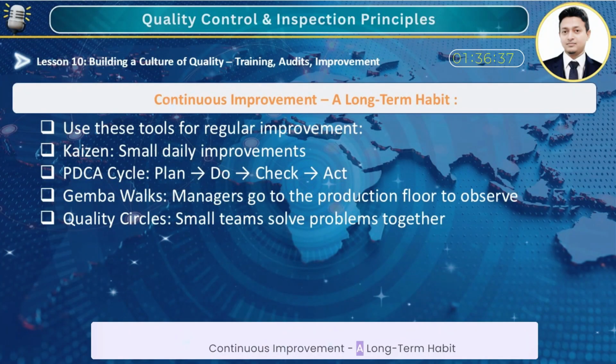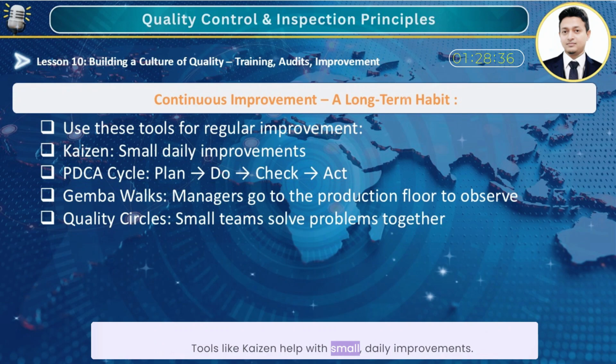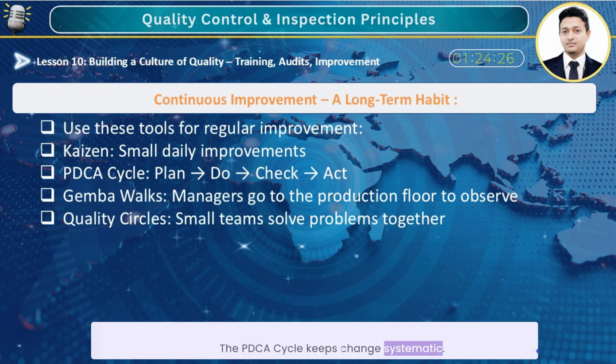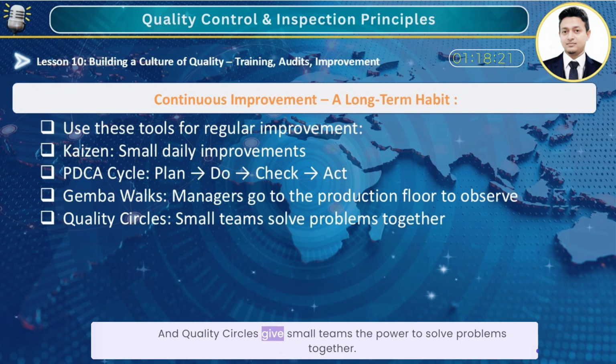Continuous improvement, a long-term habit. Culture doesn't happen in one day, it's built through daily habits. Tools like Kaizen help with small, daily improvements. The PDCA cycle keeps change systematic. Gemba walks bring managers to the floor to see reality. And quality circles give small teams the power to solve problems together.